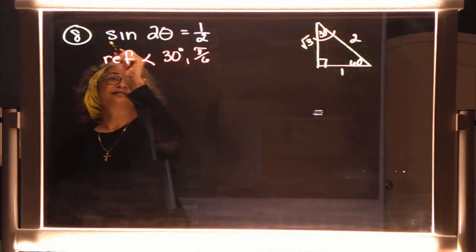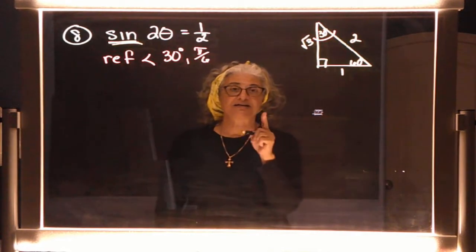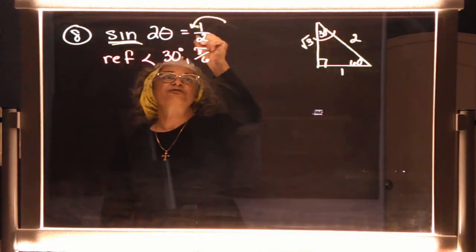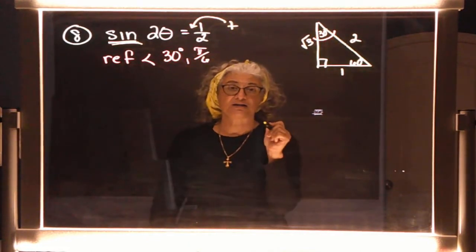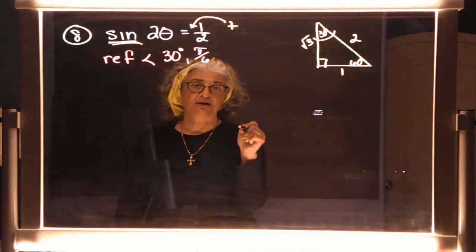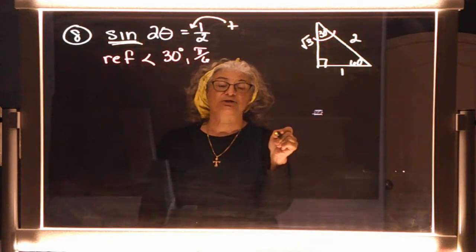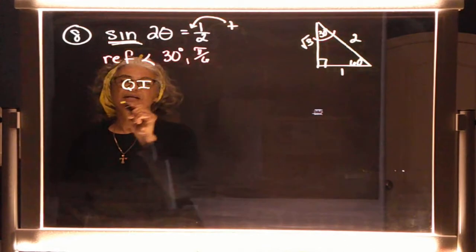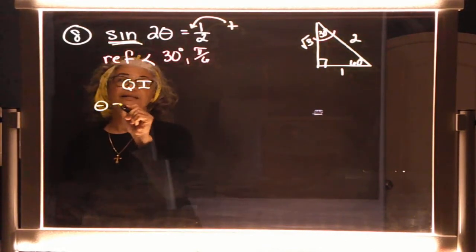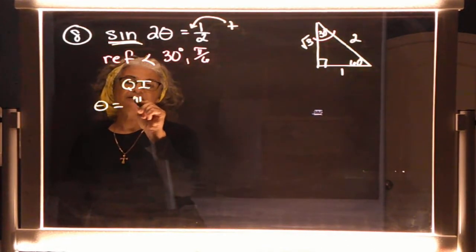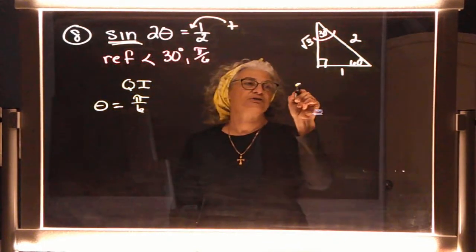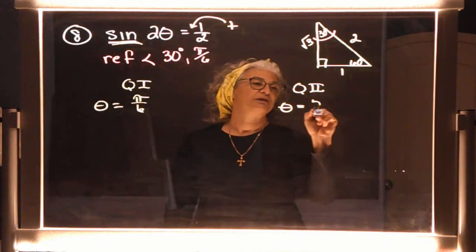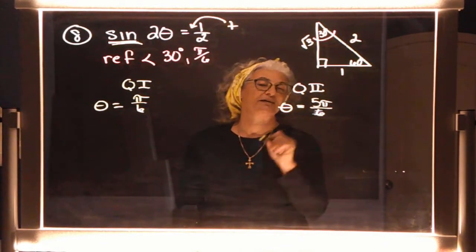Since I'm talking sine, sine is the x or the y? Good, the y. Since this answer is positive, I'm talking y being positive in which quadrants? Good, 1 and 2. So for quadrant 1, your theta is pi/6. In quadrant 2, your theta is, good, 5 pi/6. Some of you are getting the hang of it.